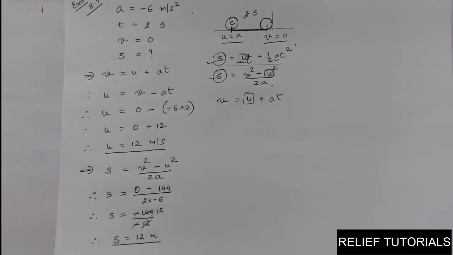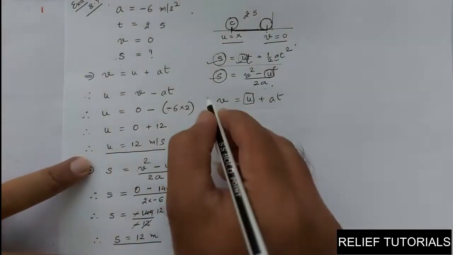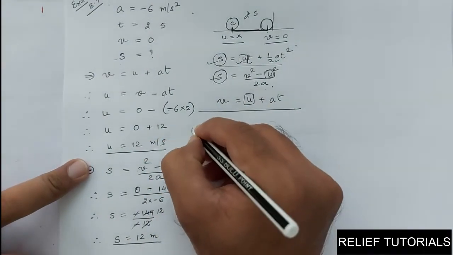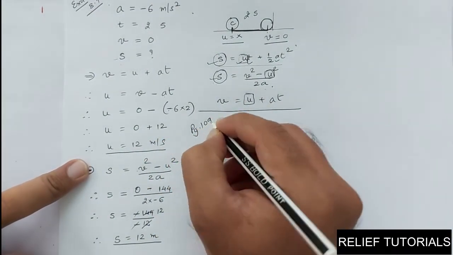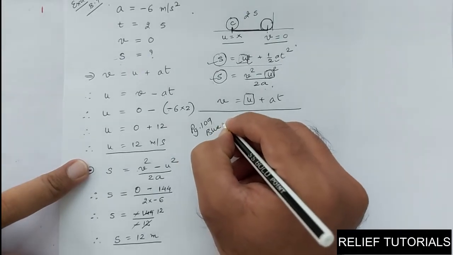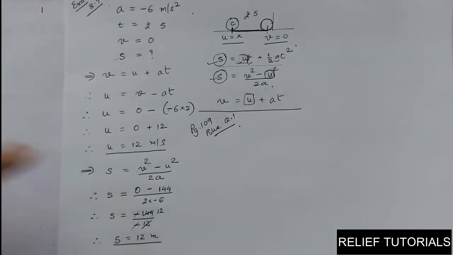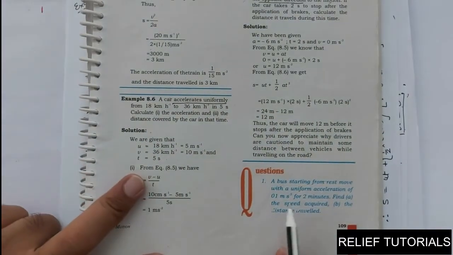Okay. So these are your examples from your textbook. Some blue color questions are there on page number 109. Let us do them. Page number 109. Blue question number 1. First one. Look at this.